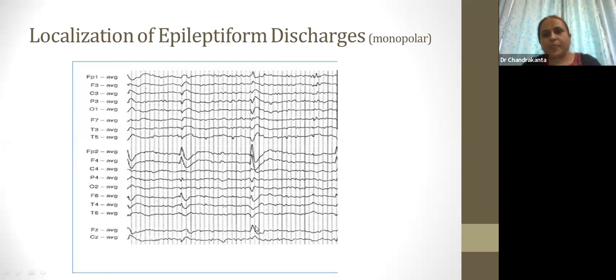So in monopolar montage, monopolar means that we are recording the electrical activity of one electrode in reference with the referential electrode. So in monopolar montage, the abnormal area will show the maximum amplitude and the remaining will show the smaller amplitude of abnormal wave. So in this EEG, we can see probably it is the right frontal area which is causing problem.